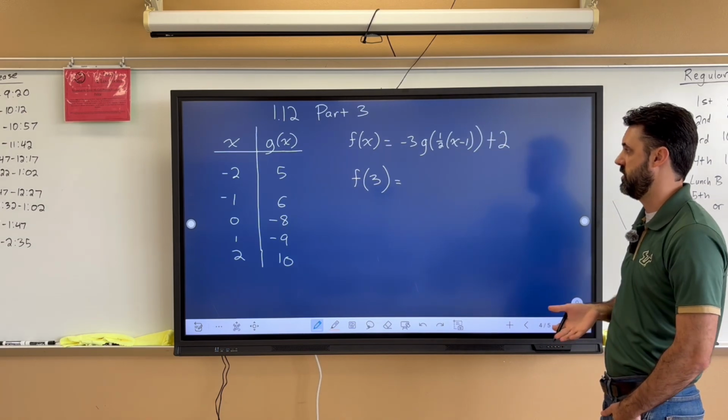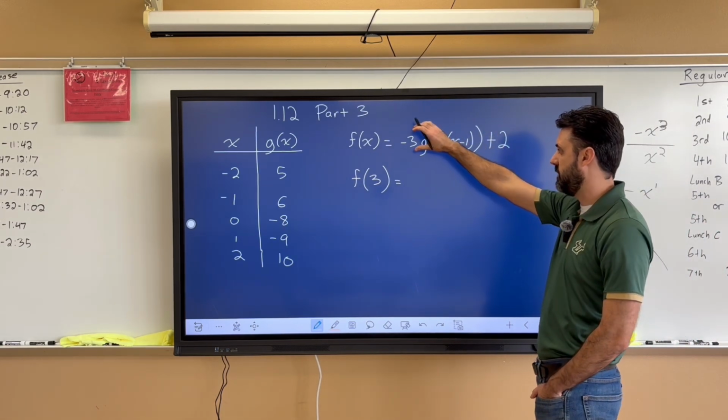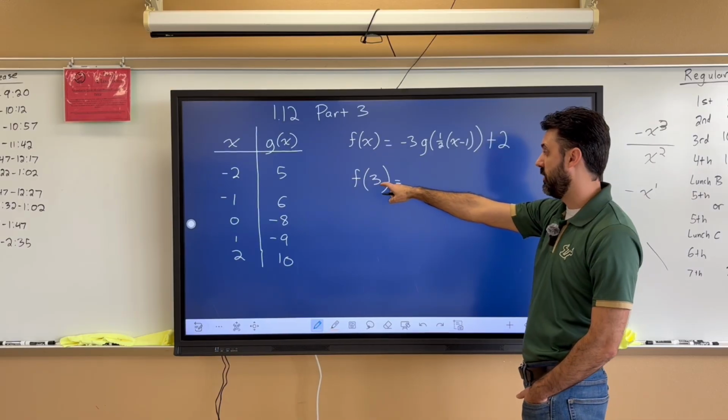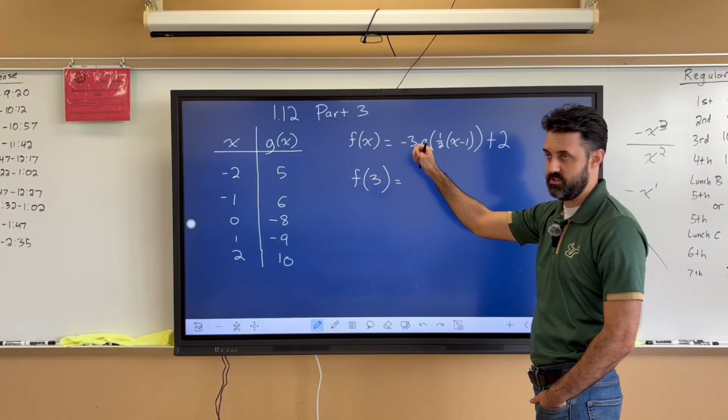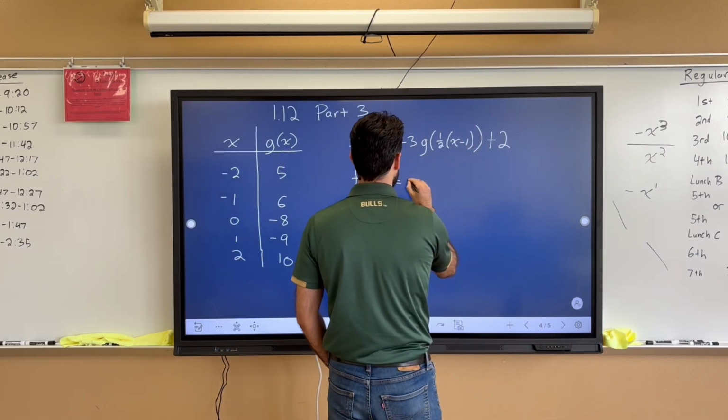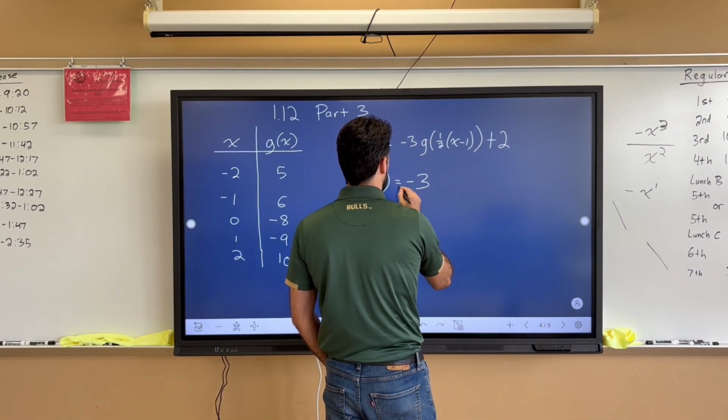So the first method I'm going to show you guys is, instead of thinking about transformations, we're just going to plug in 3 for the x's, and we're just going to simplify this and end up at the answer. All right, this is a way that I personally do these. So let's see what that looks like.